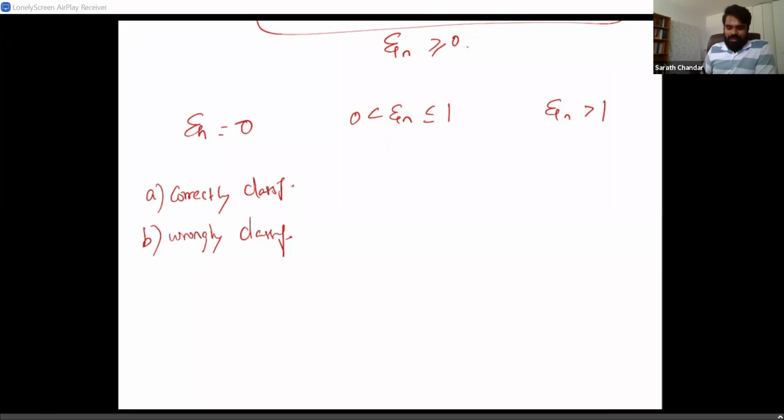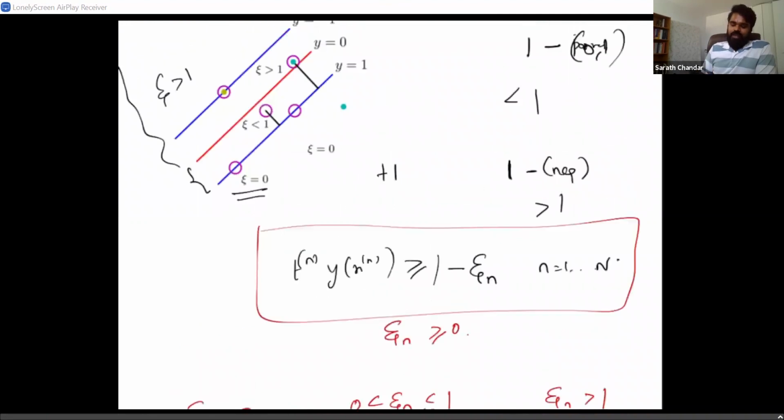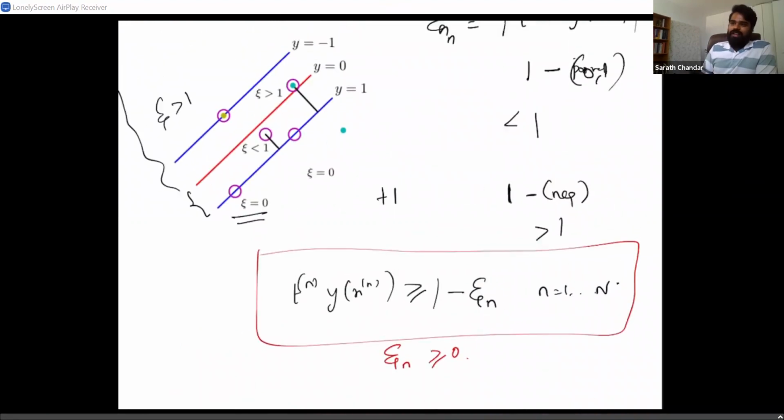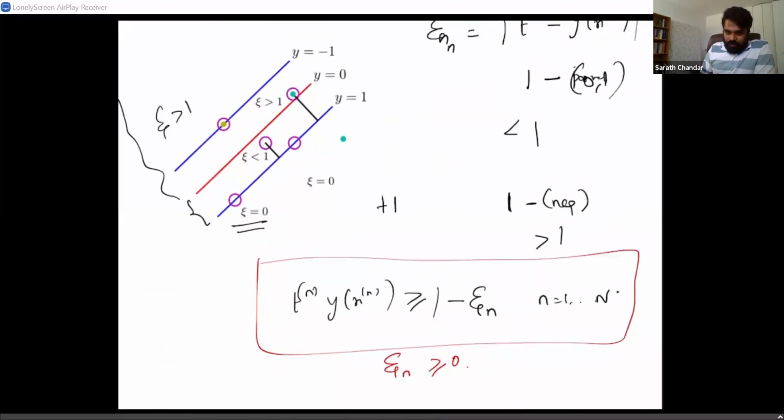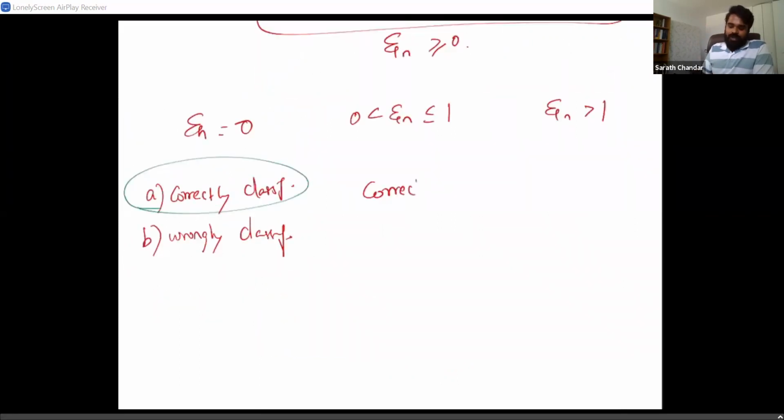77% of you think it is correctly classified. It's actually correctly classified, because epsilon is equal to 0 only for examples in the margin or inside the margin. So they are safe. Now I'm going to ask the same question again for data points for which epsilon is between 0 and 1. These are data points which are outside the margin, but they are still within the decision boundary. So this is also going to be correctly classified.